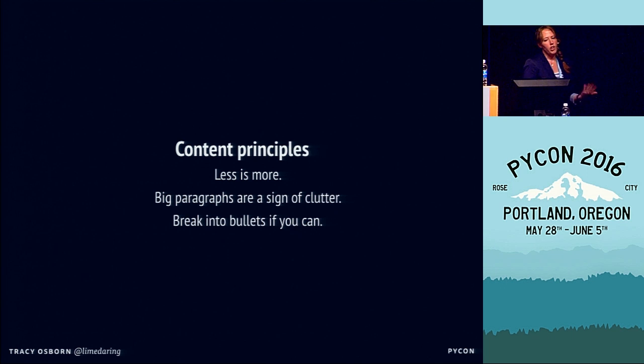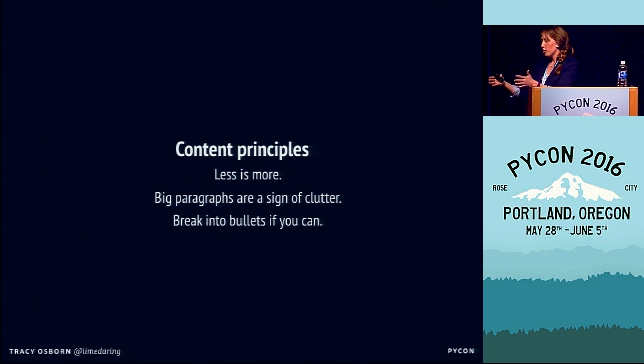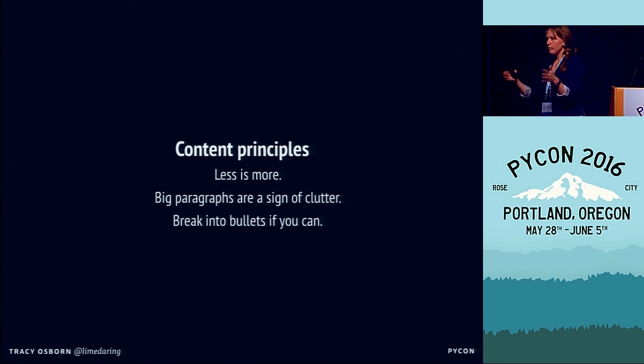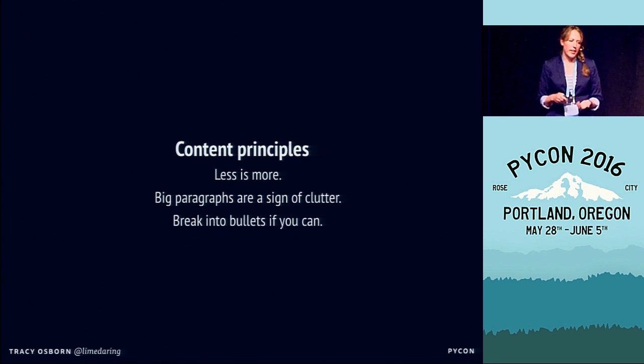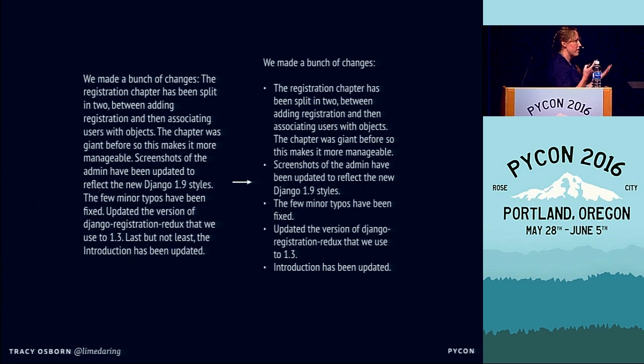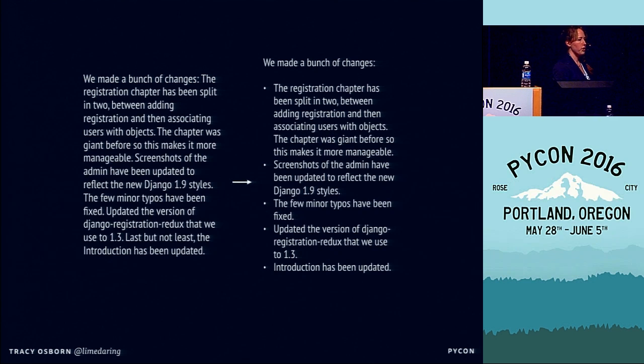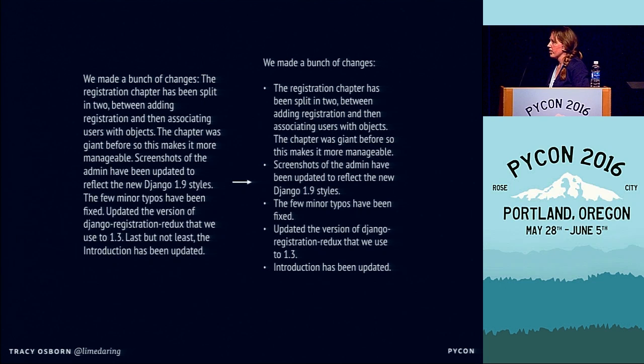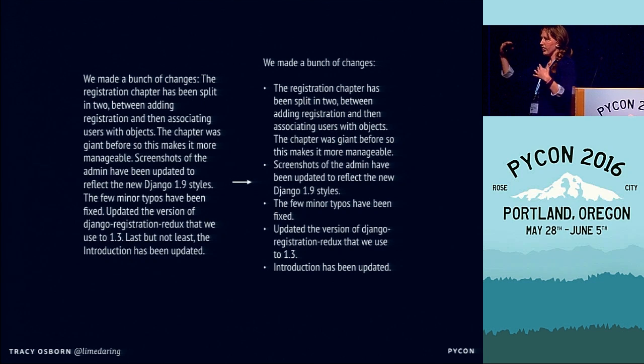Big paragraphs are a sign of clutter, and break into bullets if you can. Try to shorten your sentences, make smaller paragraphs. But if you can't do that, one of the easiest ways to break something out is to break into bullets like this. So on the left, it's kind of a big paragraph. It's hard to read. And just by adding some bullets, it makes it a little easier to jump between the important sections, because those bullets give the eye a bit of a landing place.